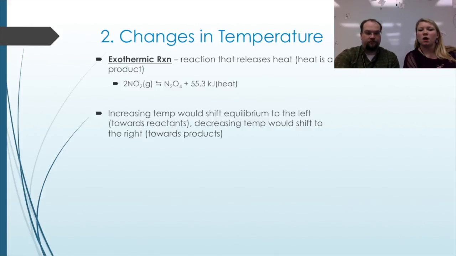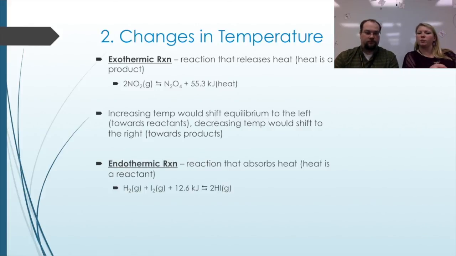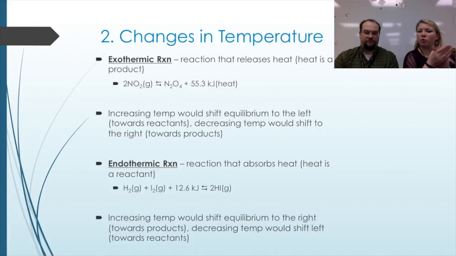The other kind of reaction we have is an endothermic one. As you can see, the 12.6 kilojoules is on the reactant side, so the reaction is going to use that much heat. If I increase the temperature, I'm going to shift towards the product side. Anytime I increase, I shift away from the energy. Anytime I decrease, I shift towards it. Pretty easy.